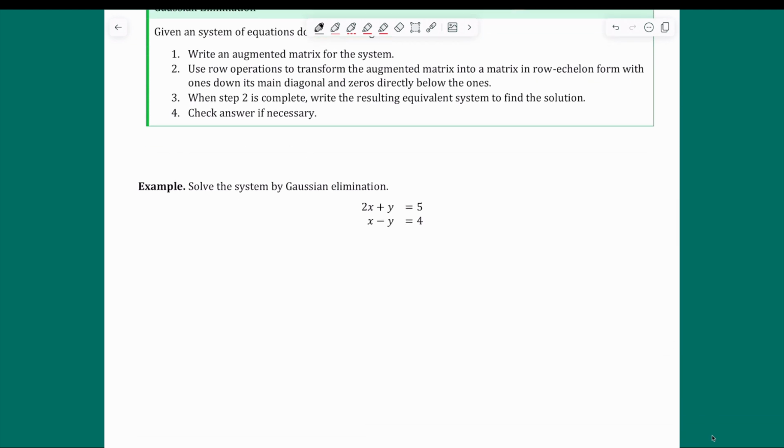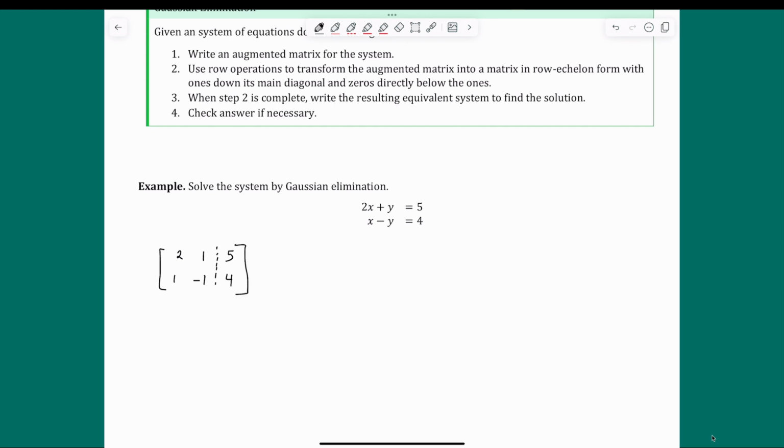All right, so here we're going to solve the system by Gaussian elimination. The first step is to write the augmented matrix. So we have the augmented matrix 2, 1, 5, 1, negative 1, 4.